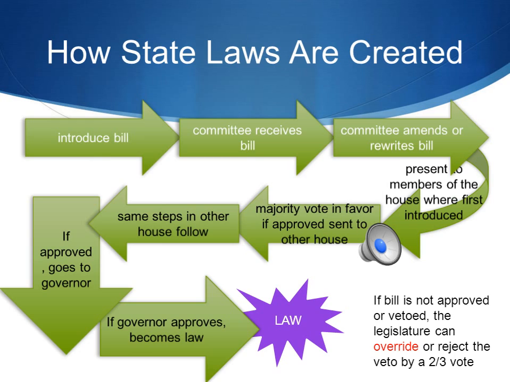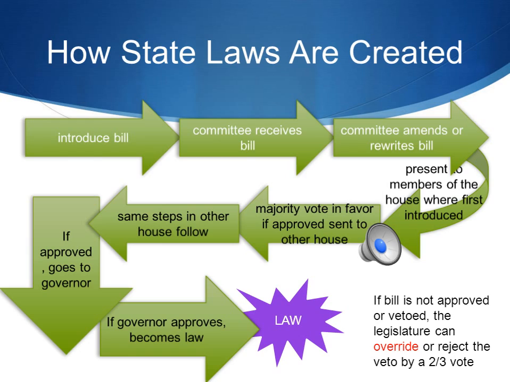If there's a majority vote in favor of it, it's approved and sent to the other house, right? Because there's two houses. There's the Senate and the House of Representatives. So if it started in the Senate, it would go then to the House of Representatives. And the same steps follow. The House of Representatives, for instance, would look at it, and they have a committee that reviews and rewrites it. And then it goes back to their own house, and if it's approved there, it goes to the governor. And then it's up to the governor to sign it or veto it and send it back. Okay? If the governor signs it, it becomes a law.